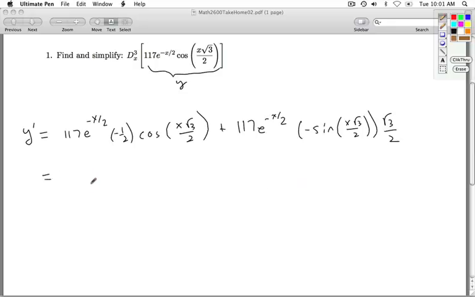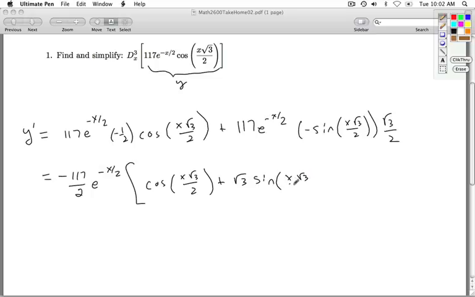And the hint I gave in class was to factor out the exponential part actually as much as you can as you go from step to step. So what can I factor out here? Certainly the 11(7), the e to the negative x over 2, and also the negative 1/2. So I'll go ahead and factor all that out, and we'll see what I'm left with. I'm left with cosine x radical 3 over 2 plus radical 3 sine x radical 3 over 2. And that'll give us the first derivative.